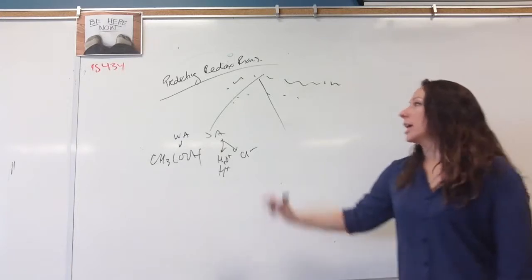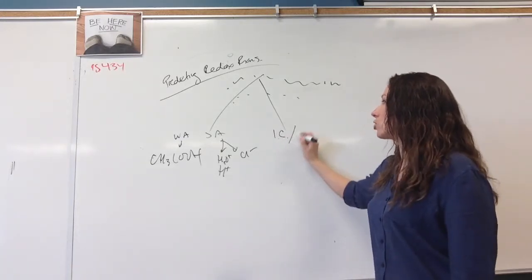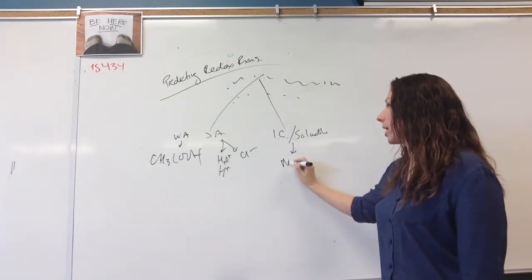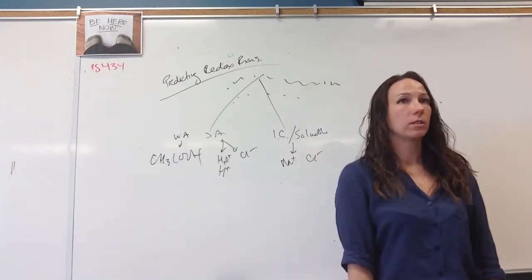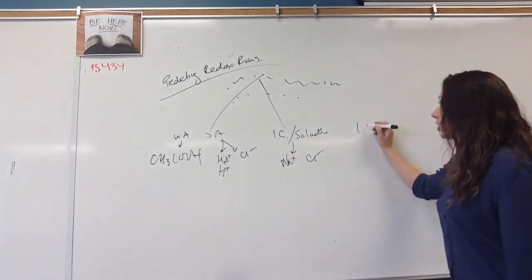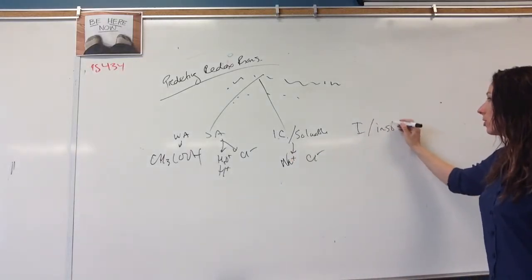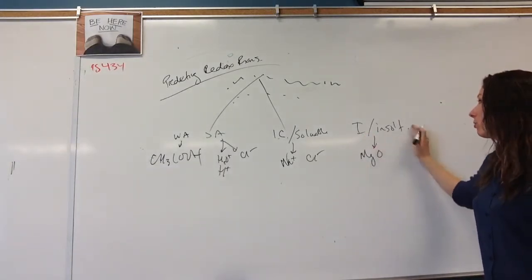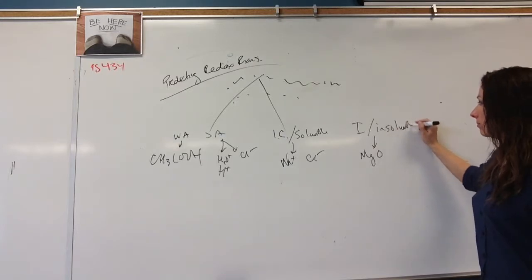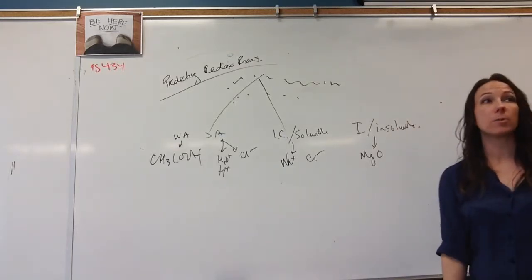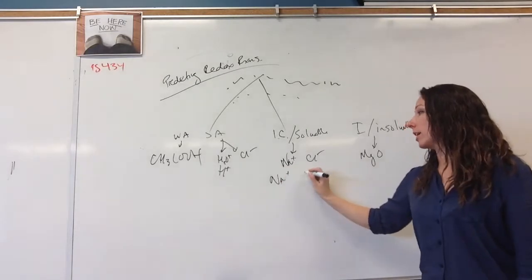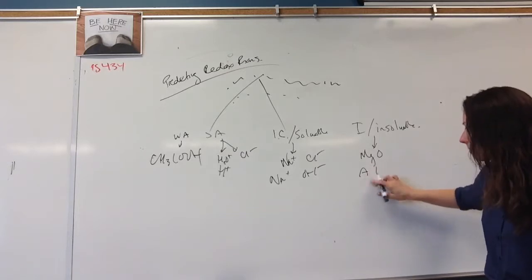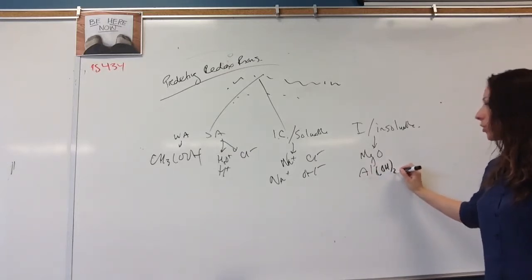Okay? If it's an ionic compound and it's soluble, then we pull it apart. So Na plus and Cl minus. If it's an ionic compound and it's insoluble, we don't pull it apart. So like MgO. Just like we do for bases, by the way. So Na plus and OH minus would get pulled apart, but aluminum hydroxide would not be pulled apart.